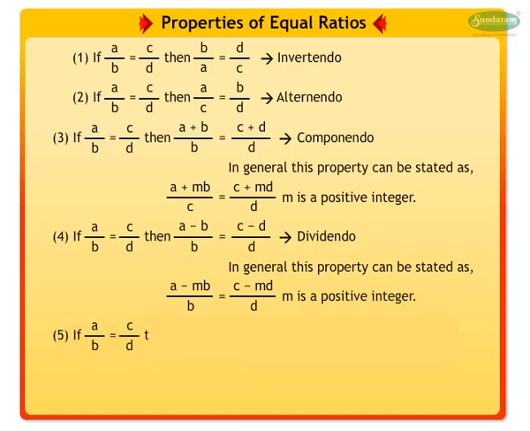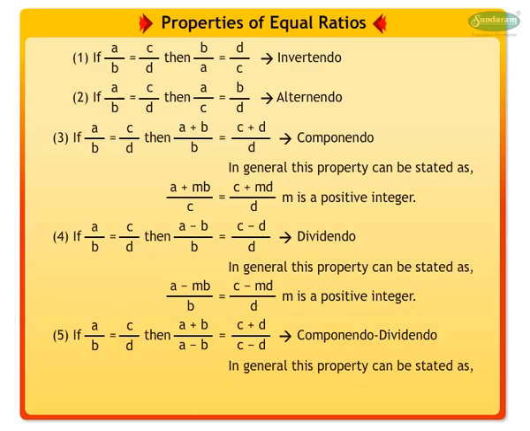5. If a/b = c/d, then (a+b)/(a−b) = (c+d)/(c−d). This property is called componendo dividendo. In general, this property can be stated as (a+mb)/(a−mb) = (c+md)/(c−md).